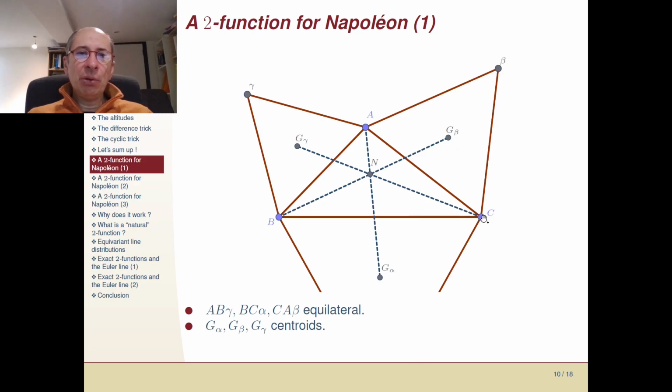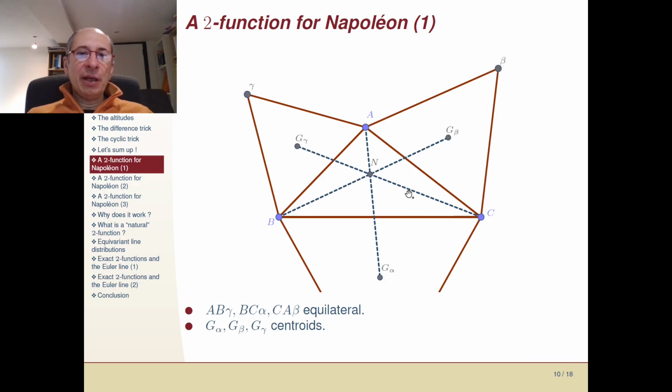Then, if you draw a line from the opposite vertex of the triangle ABC to the centroid of the equilateral triangle built on one of its sides, you obtain three lines which happen to be concurrent at a point which is called the Napoléon point, because sometimes this theorem is attributed to Napoleon Bonaparte, even if it's probably not true that he proved that theorem. Maybe it's a friend of his, Mascheroni, who proved that theorem.